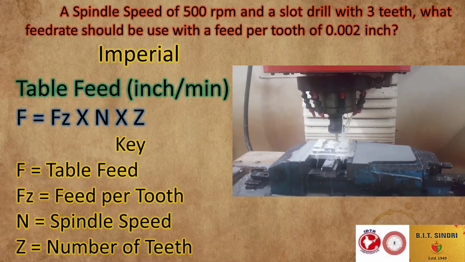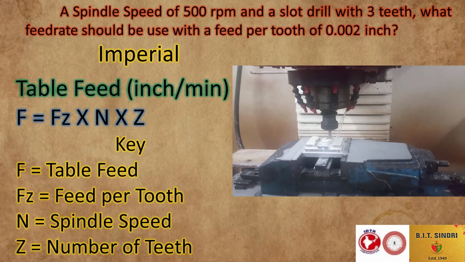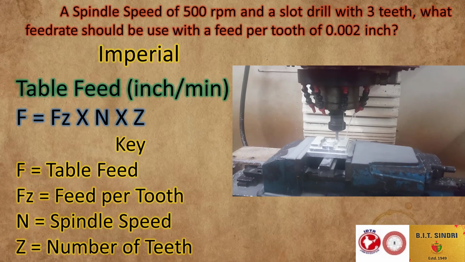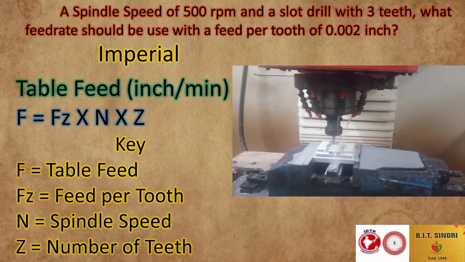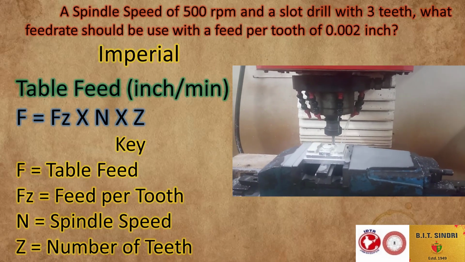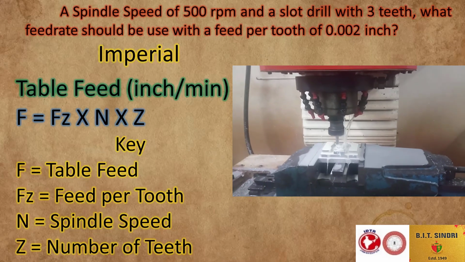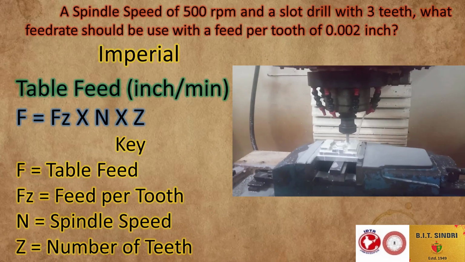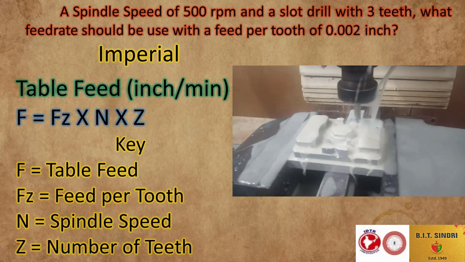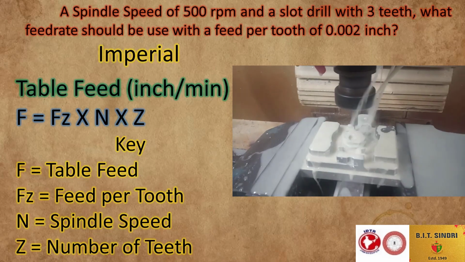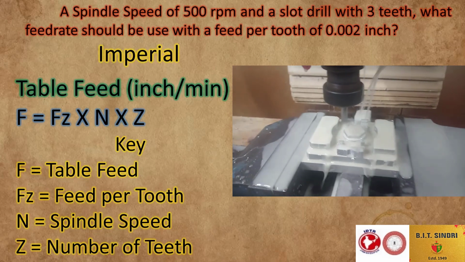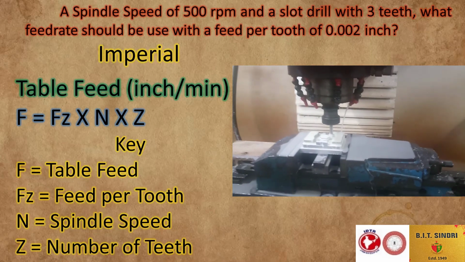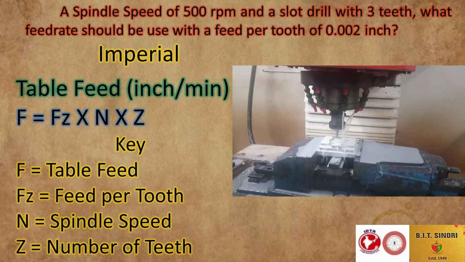So in imperial, for example, our N value is the spindle speed, which we worked out in a previous lesson, and that is times by the number of teeth on our tool. If we use a slot drill with 2 teeth, we would put 2 here, or if we were using a 4 tooth end mill, we would use 4 in this value. So now we have a temporary value for our feed per tooth, so we can work out this equation.